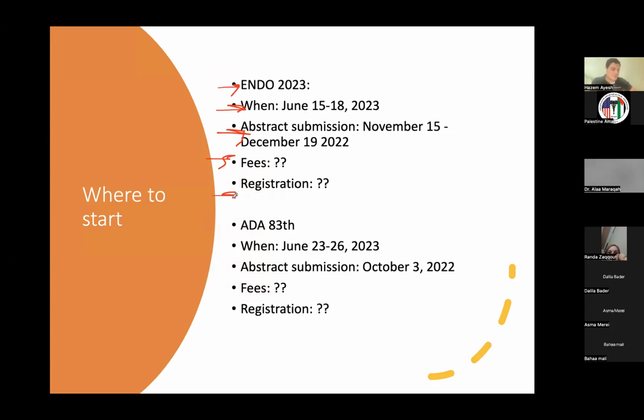One may say, abstracts, who cares about abstracts? Actually, you should care about abstracts. There are outstanding abstracts, and you can get an award from an abstract. It can shine on your CV. As a student or a resident, it's always good to submit to those conferences, because if you get accepted, you can go to the conference.